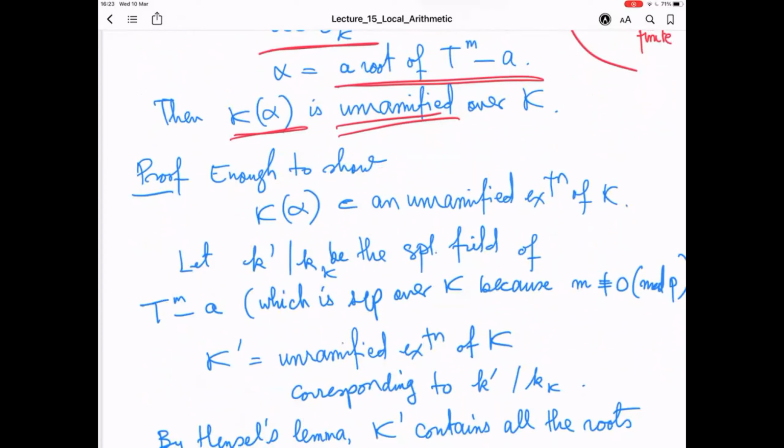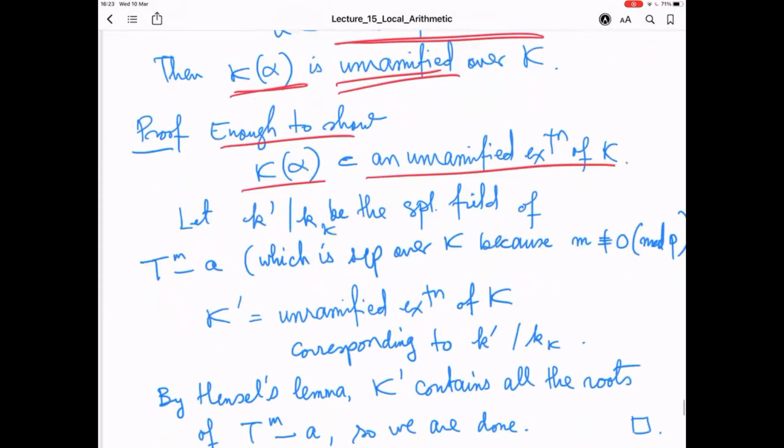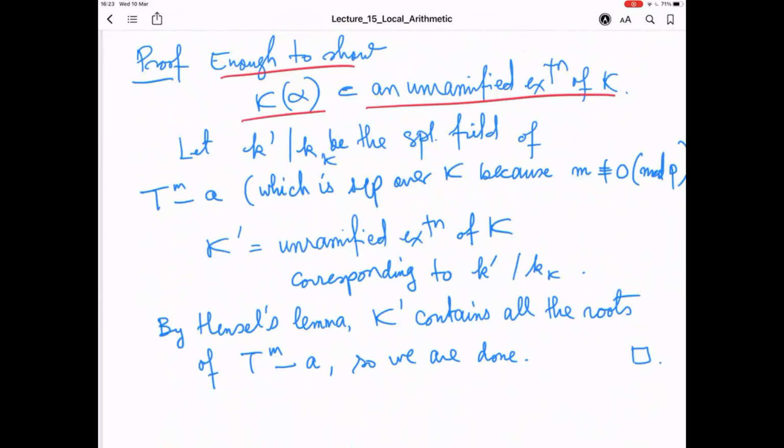In order to show that some extension is unramified, it is enough to show that it's contained in an unramified extension of K, because every sub-extension of an unramified extension is unramified. Okay, so you take this extension K prime, which is the splitting field of this polynomial, but over the residue field.